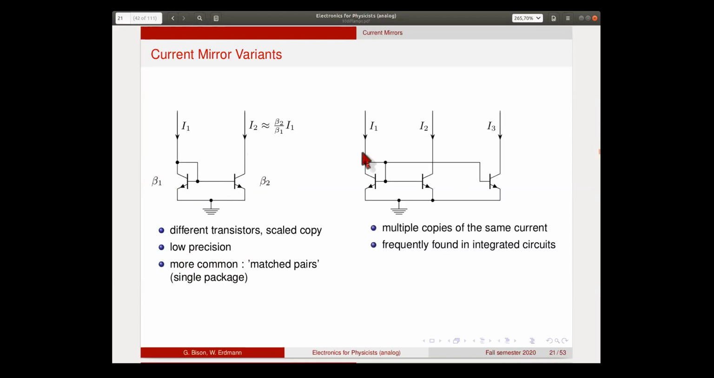Another thing is that one often tries to make multiple copies of the same current. So you program a current here and you make multiple copies of these that you need in different places of your circuit. So this type of distribution of a current is very often found in integrated circuits. Of course, you cannot do that too often because when you have hundreds of these copies, then the base current will start to play a role compared to the collector current here.